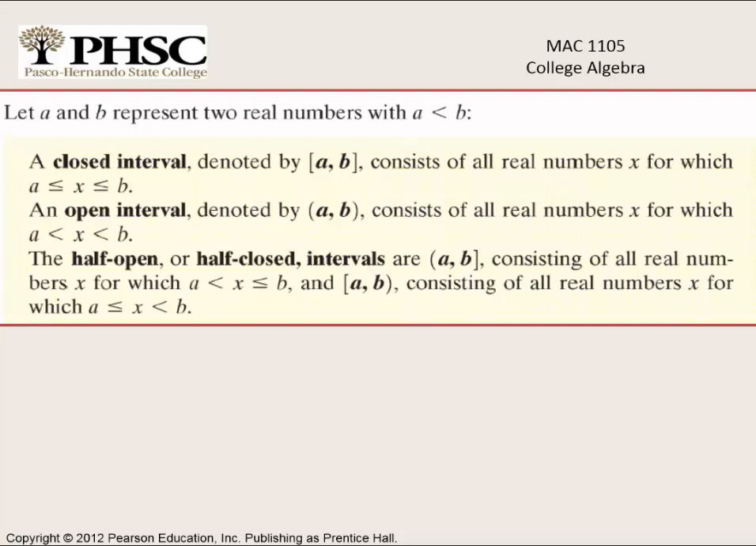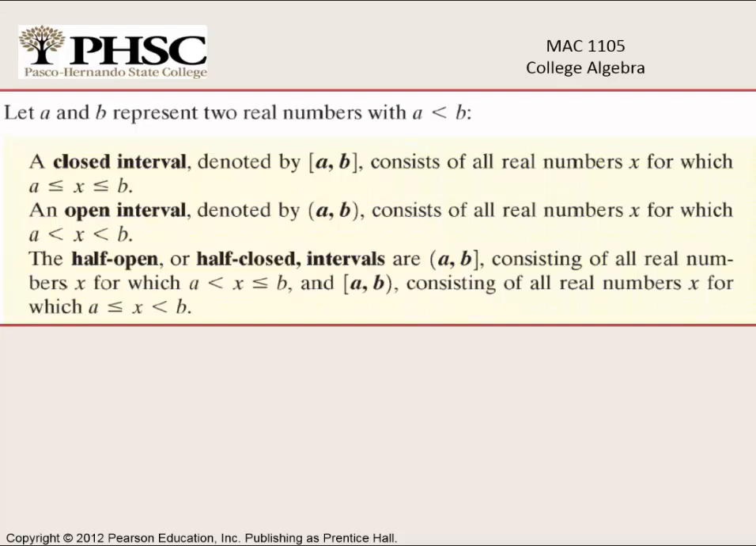So let A and B represent two real numbers, and A is less than B. A closed interval denoted by the brackets [A, B] consists of all the real numbers x for which A is less than or equal to x, less than or equal to B. Now the open interval denoted by (A, B) consists of all the real numbers x for which A is less than x and x is less than B. So brackets mean less than or equal to, parentheses mean less than.